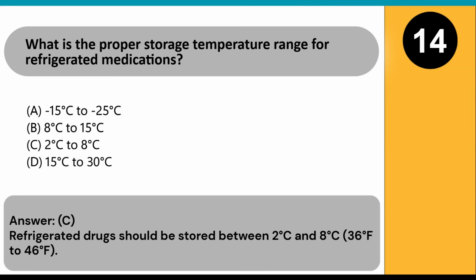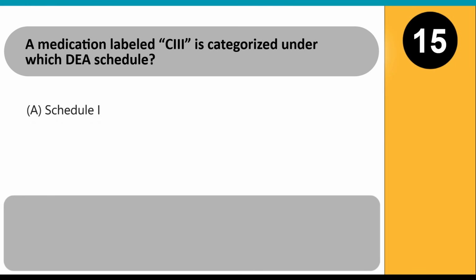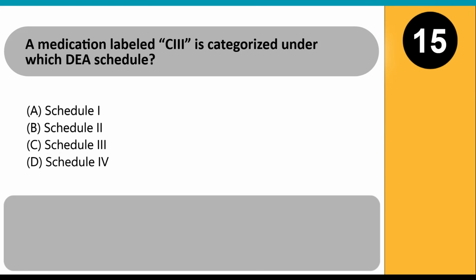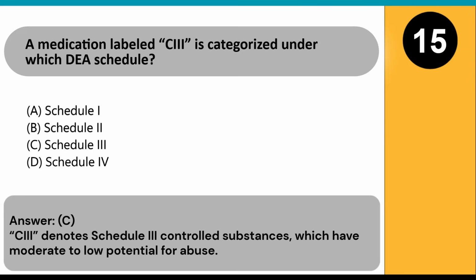A medication labeled CII is categorized under which DEA schedule? A. Schedule 1. B. Schedule 2. C. Schedule 3. D. Schedule 4. Answer: C. CII denotes Schedule 3 controlled substances, which have moderate to low potential for abuse.